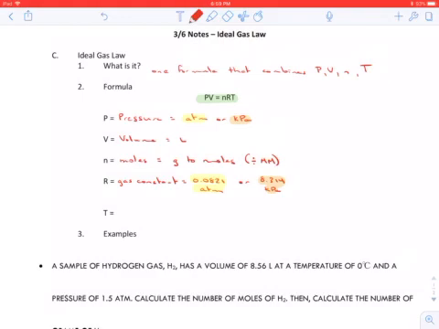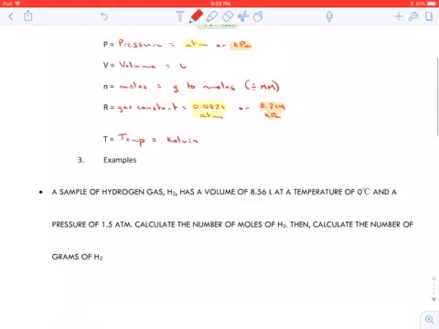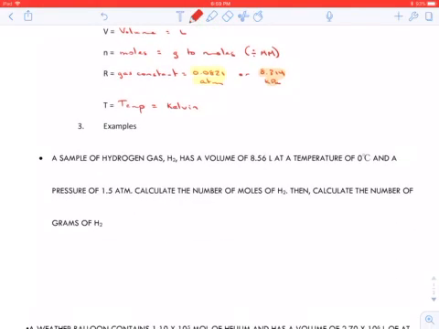All right, let's finish this. T is temperature, and it still has to be in Kelvin. So you'll probably have to add 273 to the degrees Celsius. Let's see if we can work one of these practice problems out. The first example says a sample of hydrogen gas, H2, has a volume of 8.56 liters at a temperature of 0 degrees C and a pressure of 1 atm. We're supposed to calculate the moles of H2, then calculate the number of grams.